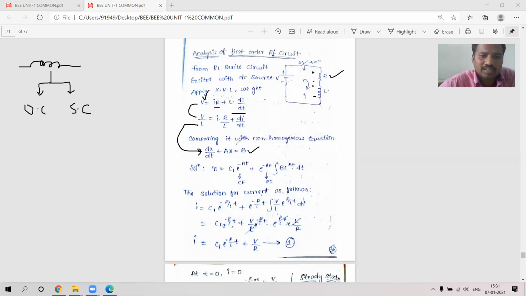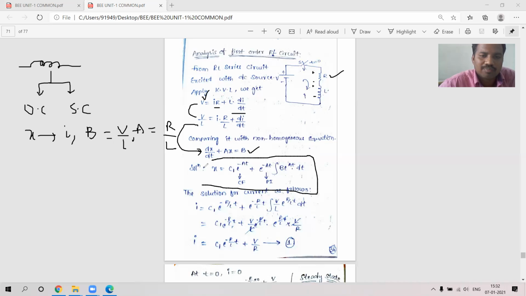If I compare this equation, what will be x here? x is nothing but I. And b is nothing but V by L, and a is R by L. So these are the three parameters which we are going to replace. Suppose this equation is in the form dx by dt plus ax equals b, then we have a solution, that is the formula.